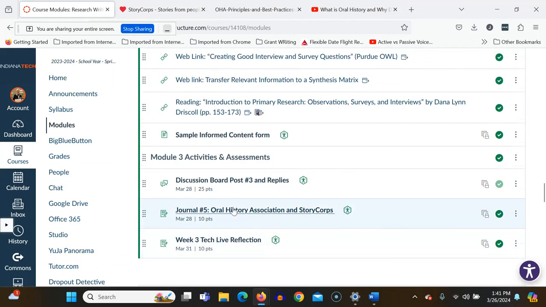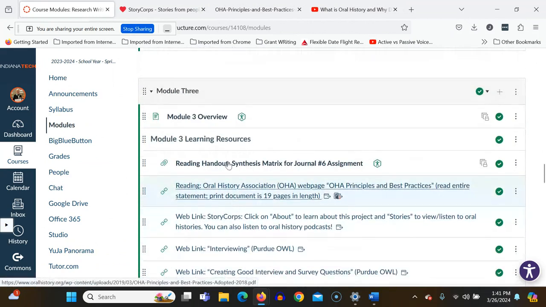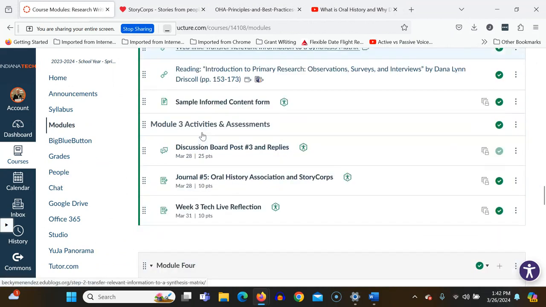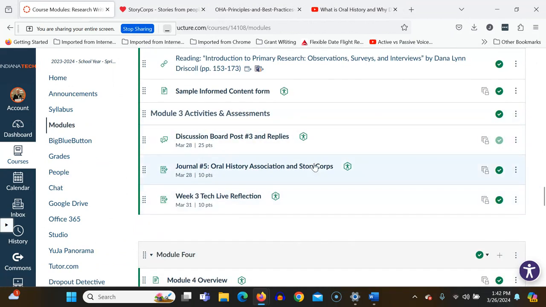Okay. So if you're looking through the module 3 overview, we've got the reading and resources stuff on the top part. We've got the activities and assessments down on the bottom. So there's 3 things you'll turn in. You've got the discussion board and the replies. We've got the journal 5, which is the oral history stuff. And then we've got the Tech Live reflection.